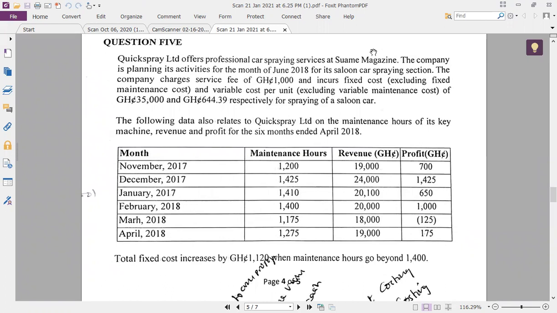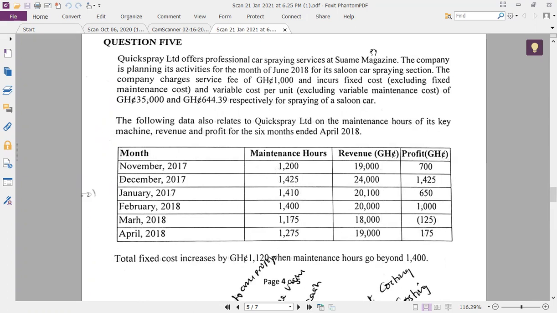Budgetary Limited offers professional car spraying service at Swami Magazine. The company is planning its activity for the month of June 2018 for its saloon car spraying section. The company charges a service fee of 1,000 and incurs fixed costs, excluding fixed maintenance costs, and variable costs per unit, excluding variable maintenance costs, of 35,000 and 644.39 for spraying a saloon car.